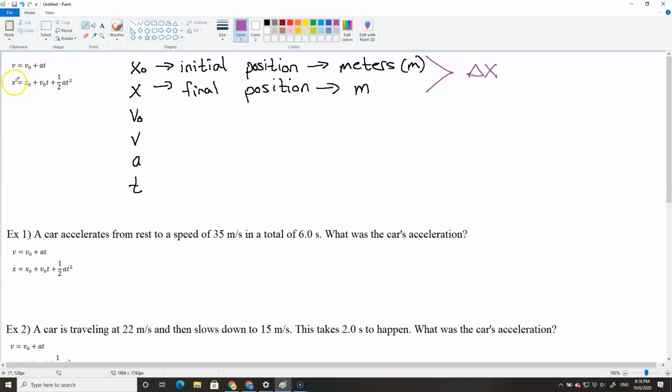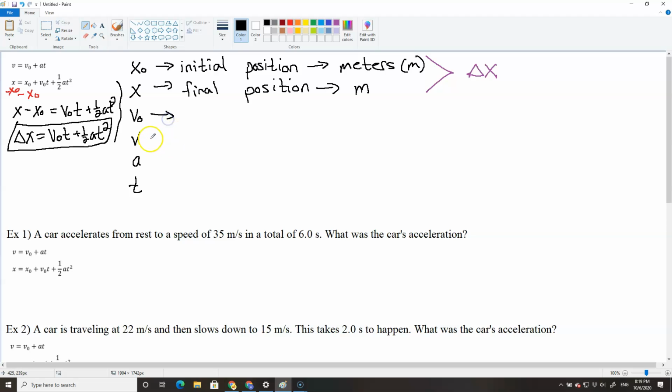So the second equation here, I'm going to actually modify it by simply subtracting x naught from both sides. If I subtract x naught from both sides, it becomes x minus x naught equals v naught t plus 1/2 at squared. Or delta x is v naught t plus 1/2 at squared. This is the way I'm going to be referencing the second equation throughout today.